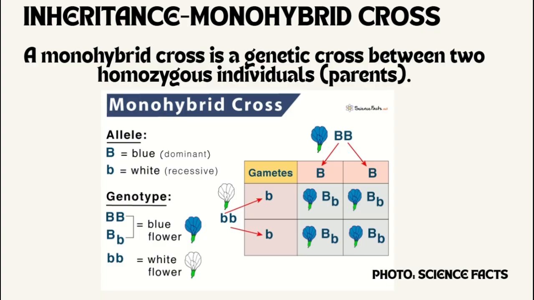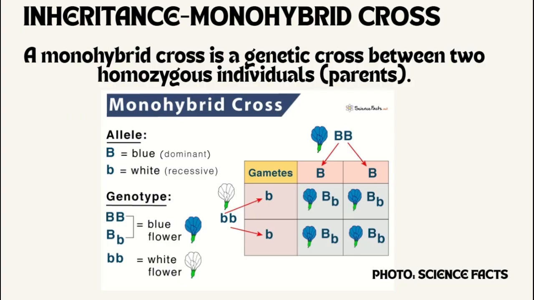Then the last thing we're going to mention, well, this is not the last thing, but the other thing, is different inheritance. So basically how inheritance works. We said the entire point of all of this is to find out how genes are passed on. So we're going to talk about the monohybrid cross first, and then we'll talk about dihybrid afterwards.